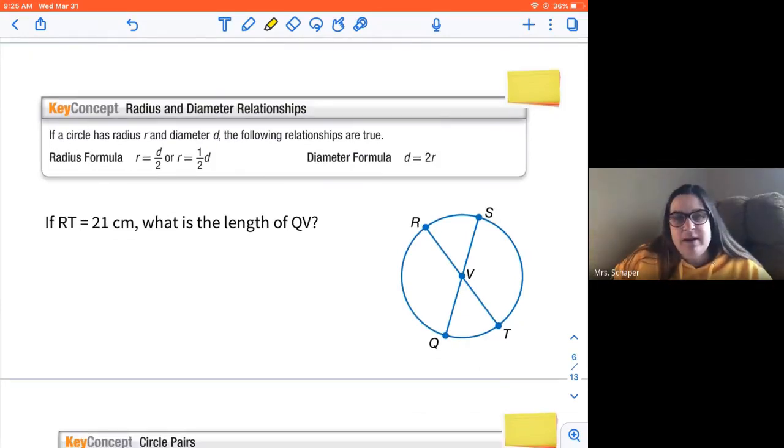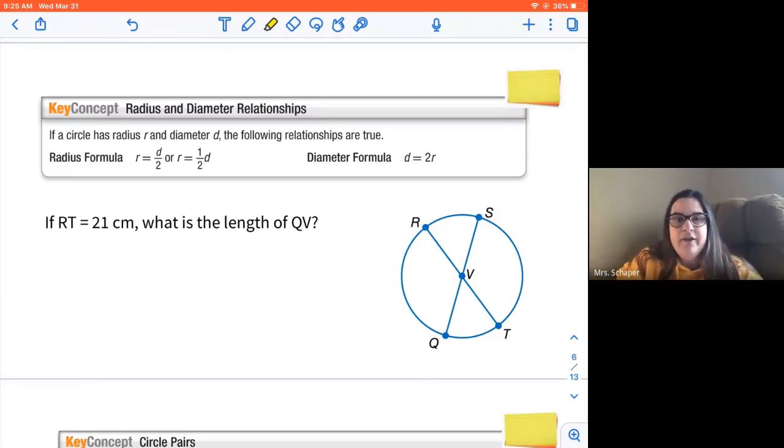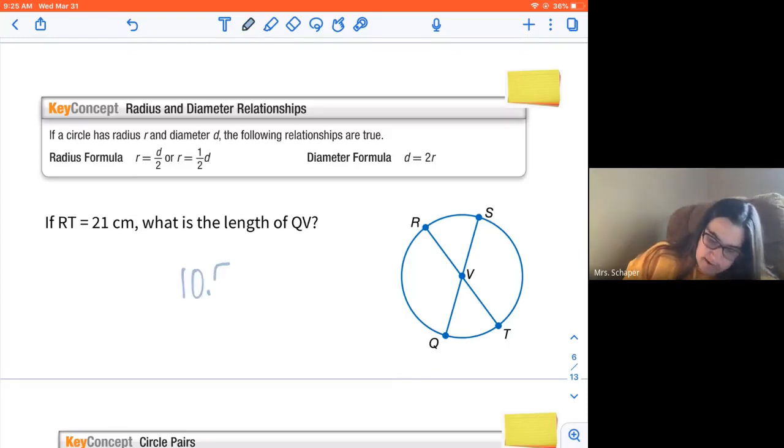I don't want to spend a lot of time on this. Radius is half the diameter. Radius is the diameter divided by 2, so half the diameter. And then the diameter is double the radius. Like that is something that we should know going into now, right? And then if RT is 21 centimeters, then QV, which is a radius, is going to be half of that, 10.5. So again, I don't want to spend a whole lot of time hashing out diameter and radius.